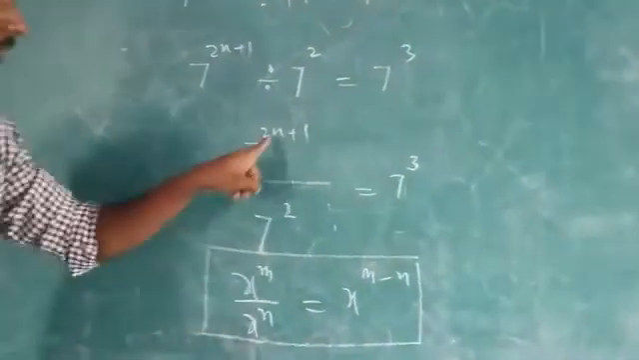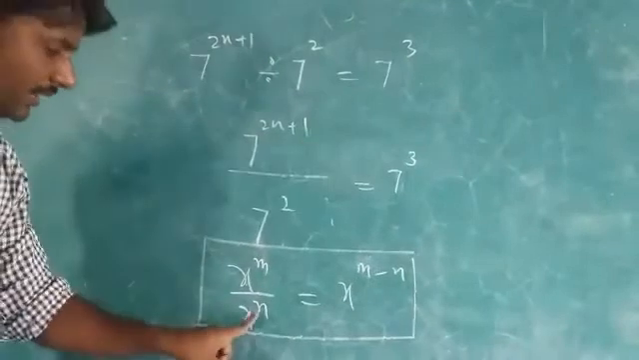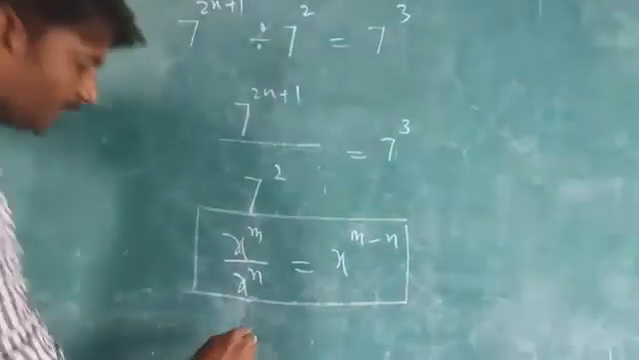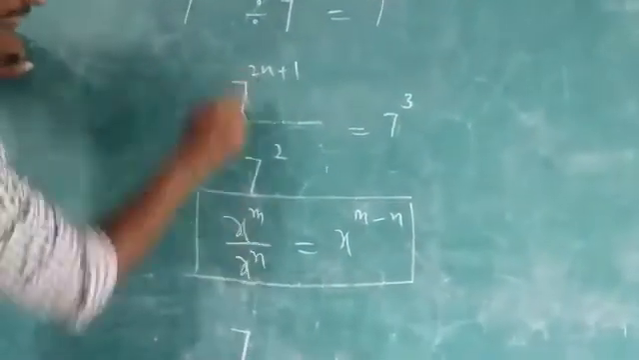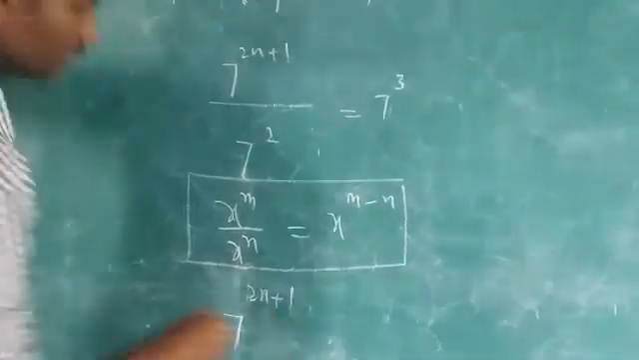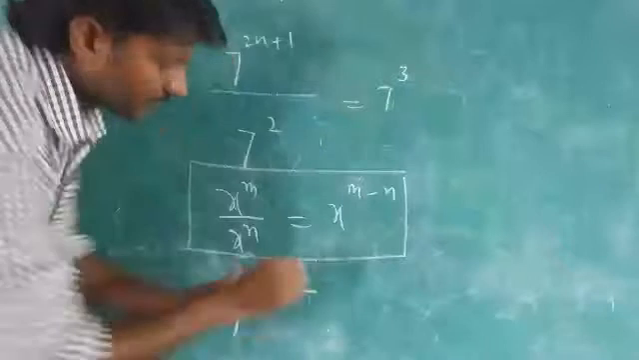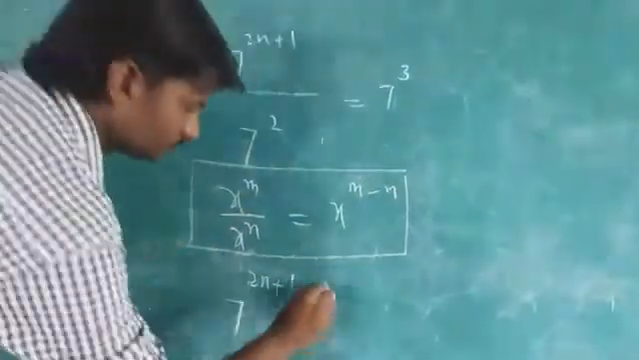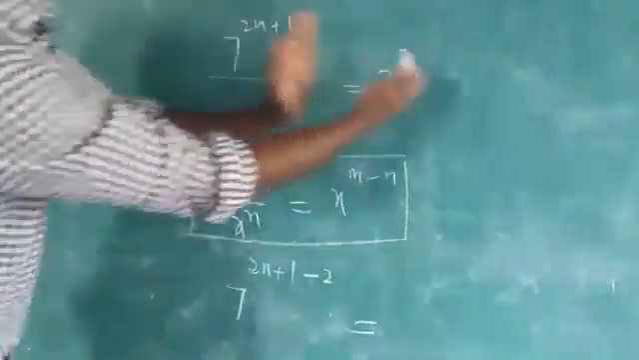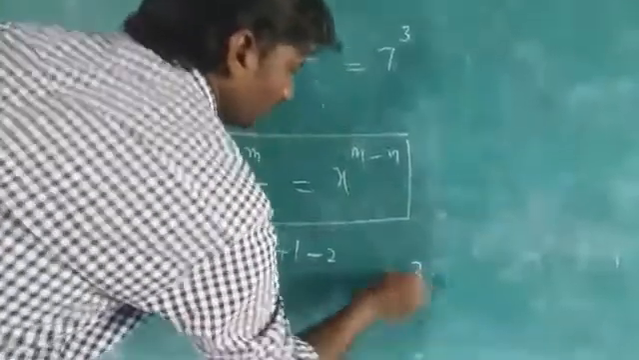Now m is 2n plus 1 and n is 2 here. So I am writing directly 7 to the power of m, which is 2n plus 1. Now m minus n, so minus, and what is the n value here? 2. This is the left hand side. What is the right hand side here? 7 cube is there.